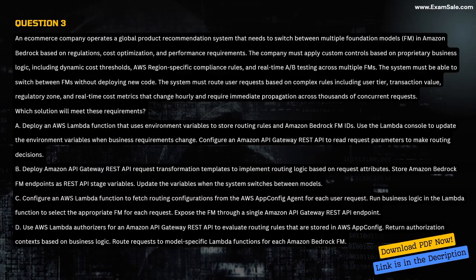The system must be able to switch between FMs without deploying new code. The system must route user requests based on complex rules including user tier, transaction value, regulatory zone, and real-time cost metrics that change hourly and require immediate propagation across thousands of concurrent requests. Which solution will meet these requirements?